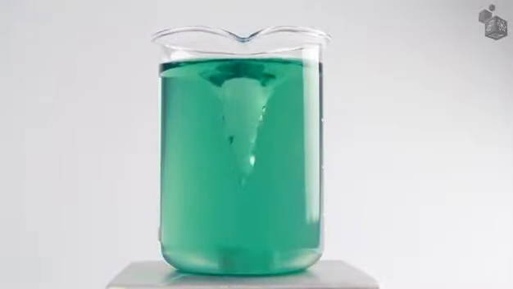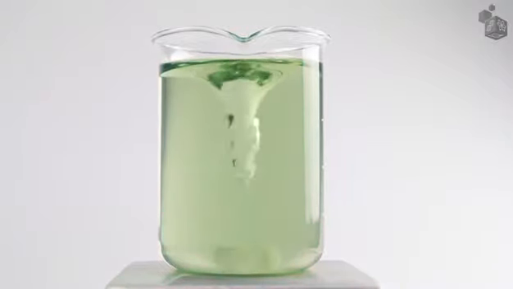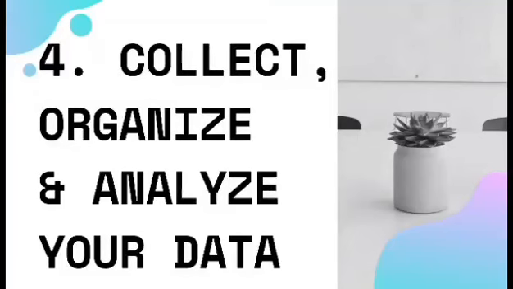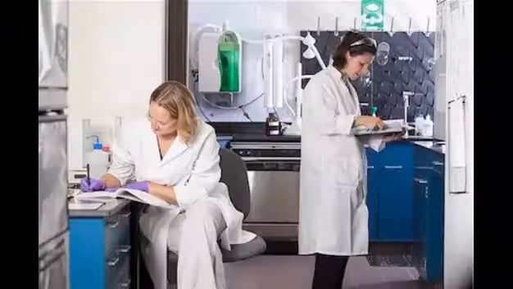A variable is a factor that changes in a controlled experiment. Variables are changed in an experimental group and serve as the factor that is being tested. Step number 4, collect, organize, and analyze data. Data collected from experiments are recorded or measured.